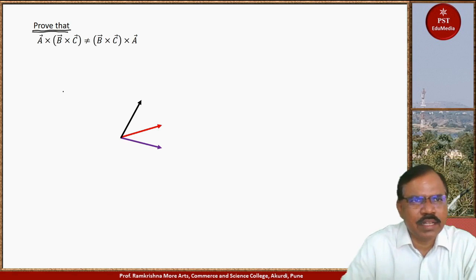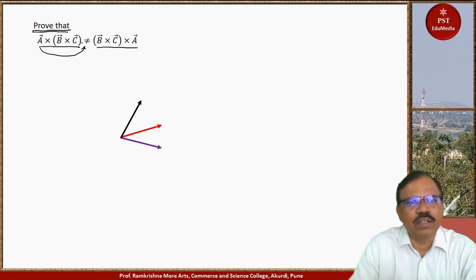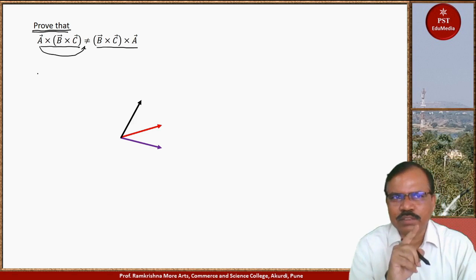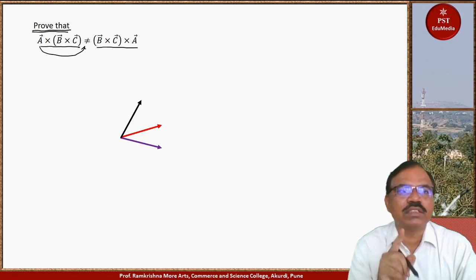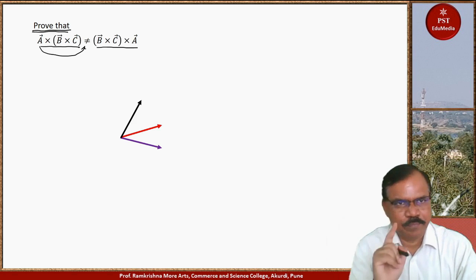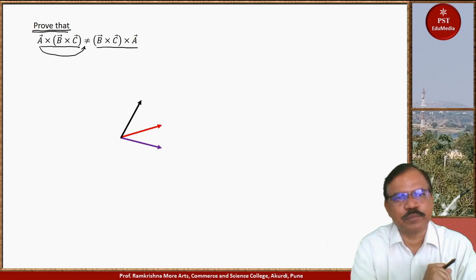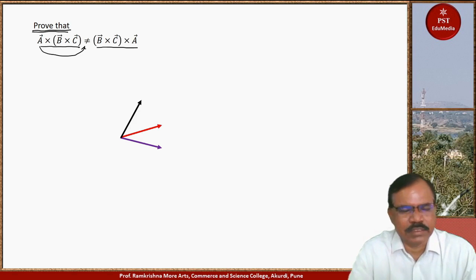So next, we have taken A cross B cross C will not be equal to B cross C cross A. See here, A is taken here, B cross C cross A. So we have to show A cross B cross C is not equal to B cross C cross A. So B cross C is in the parenthesis. How can we prove? Just we have seen directions.